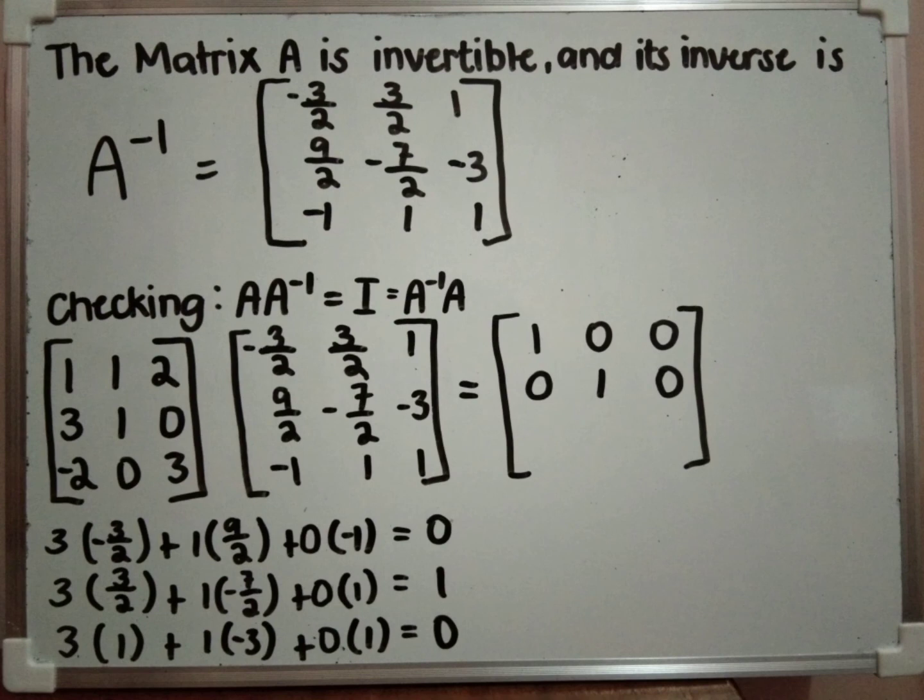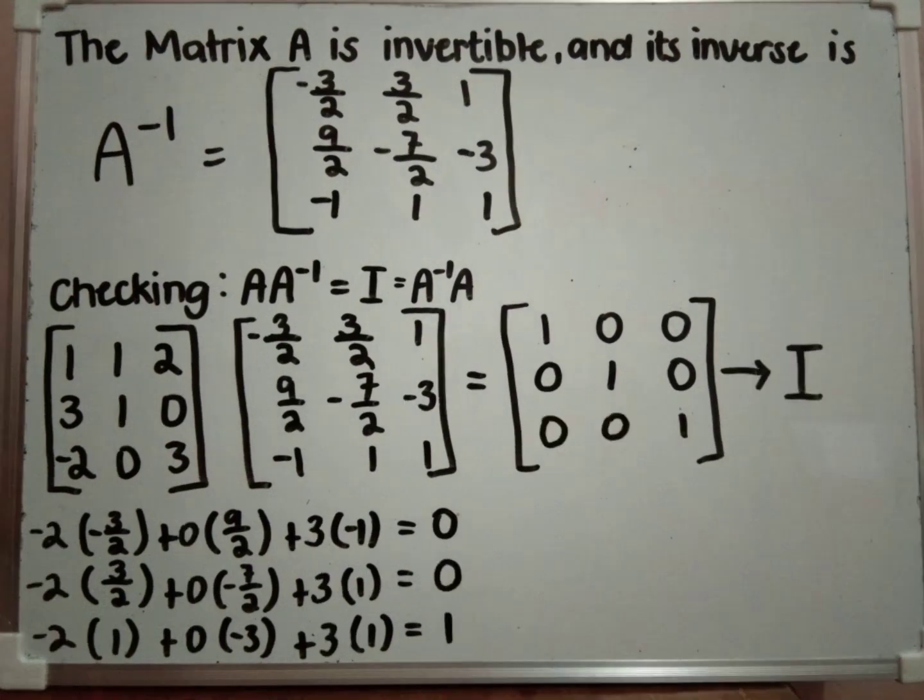Next is the second row. So 3 times negative 3 halves plus 1 times 9 halves plus 0 times negative 1 is equal to 0. 3 times 3 halves plus 1 times negative 7 halves plus 0 times 1 equals 1. And 3 times 1 plus 1 times negative 3 plus 0 times 1 equals 0.